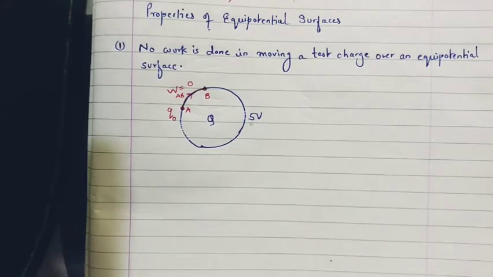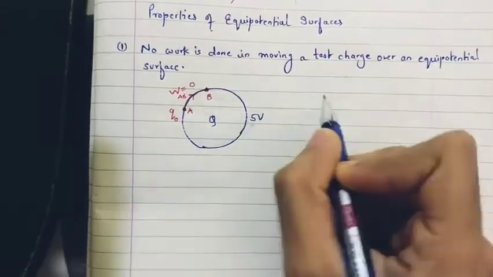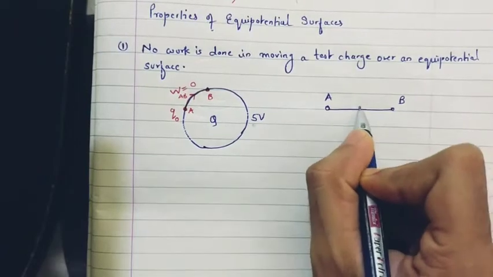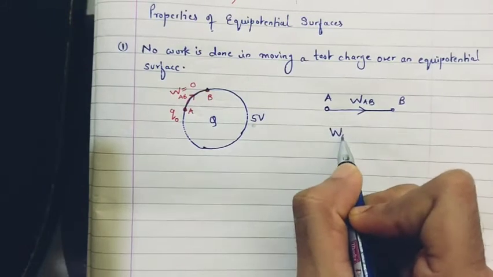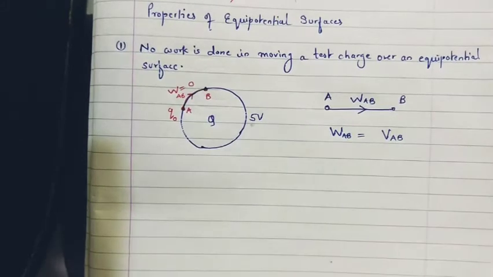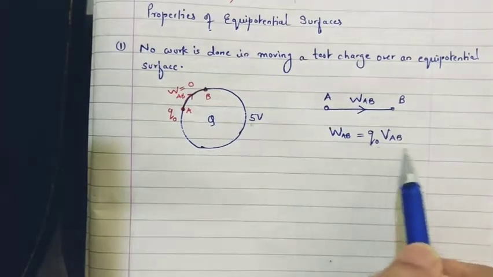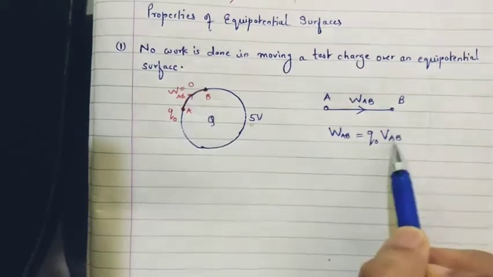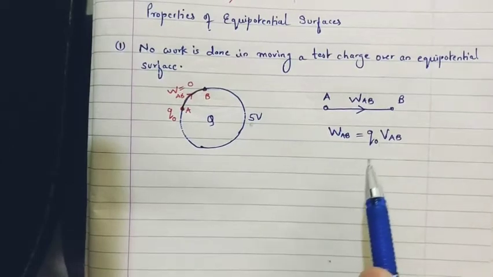We have already seen, supposing this is my point A, I'm just redrawing it over here, and this is my point B, and I want to find out the work done in moving from A to B. This work done from A to B is given by the potential difference between the 2 points, let's say VAB, multiplied by the magnitude of the charge which you are moving. This we have already learnt, right? The work done in moving the charge from one point to another is nothing but the potential difference between the 2 points multiplied by the magnitude of that charge.